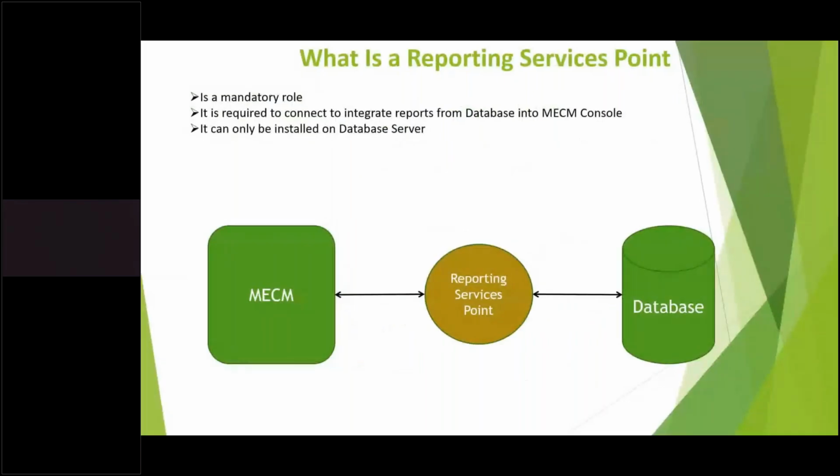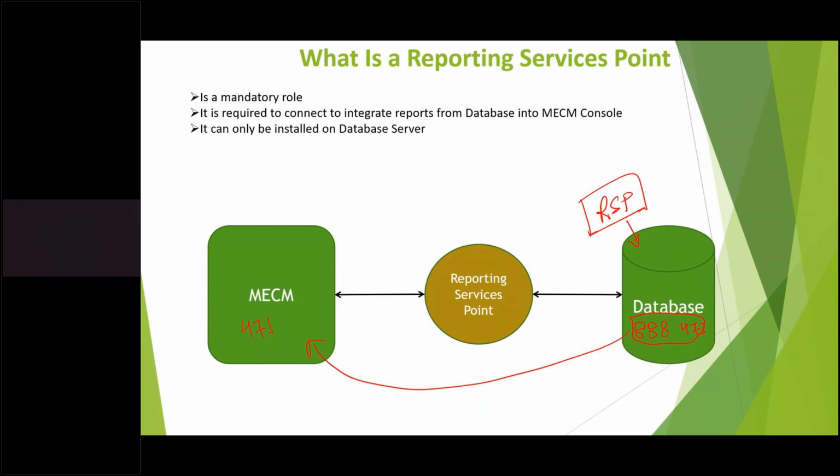Next is reporting services point. Reporting is simple: to get the reports. All our reports are here. Like there are 471 reports here in the database. Now I would like to access these reports. How will I access them? I need to install the reporting services point on the database machine, on this machine. When I do that, these 471 reports, I can integrate them into SCCM and I can access them from here.